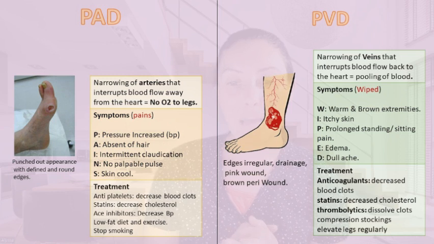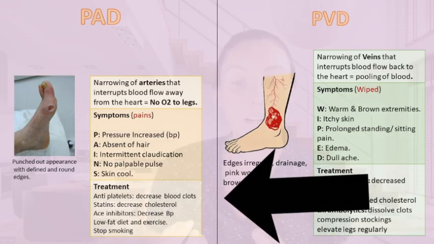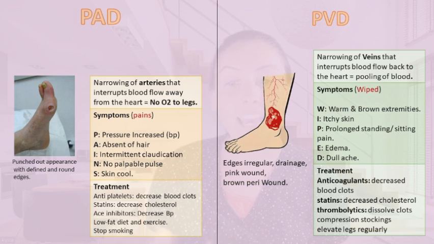You have an absence of hair on the legs, so you won't see much hair on the legs. Intermittent claudication, very light or no palpable pulse, and the skin feels cool to touch. Now, what are the treatments? Antiplatelets, this will decrease blood clots. Statins to decrease cholesterol. ACE inhibitors to decrease blood pressure. A low-fat diet and exercise, and to stop smoking.